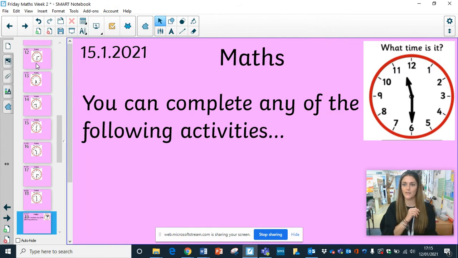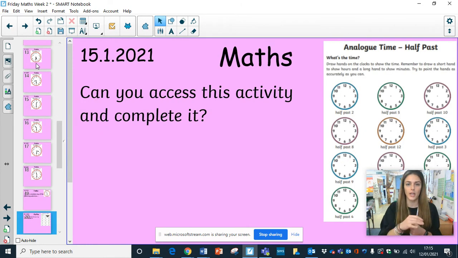Okay, so some activities for you today for your learning. You can do as many of these as you like, all of them, or just choose one. It's completely up to you. Do as much as you would like. So there's a worksheet that looks just like this, and you can access that. I'll attach that to the Sway and also onto the website.